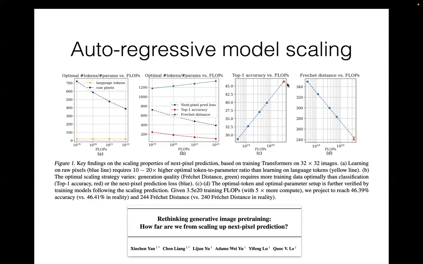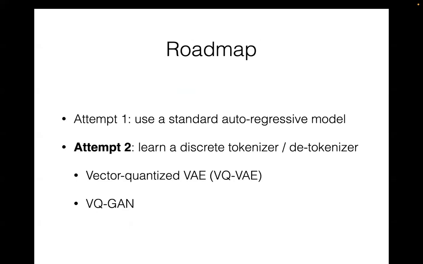So that's the pixel modeling. Now we're going to think about trying to do something slightly different: instead of having pixels as the tokens, we're going to have these more compressed tokens. And this is actually going to lead to different trade-offs, so we're going to run into different issues with this.